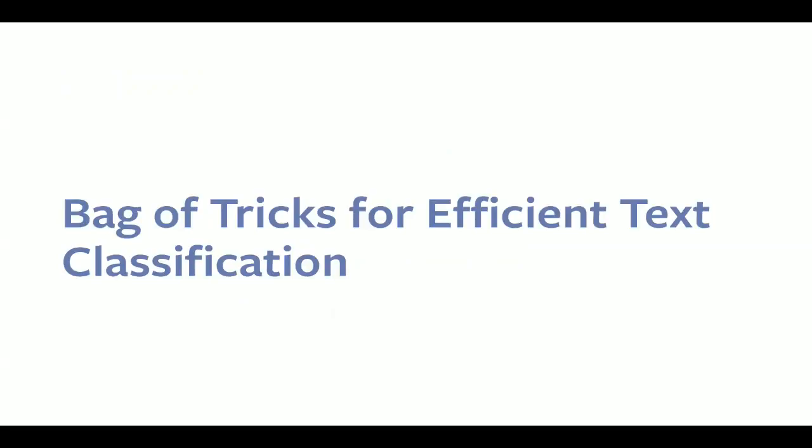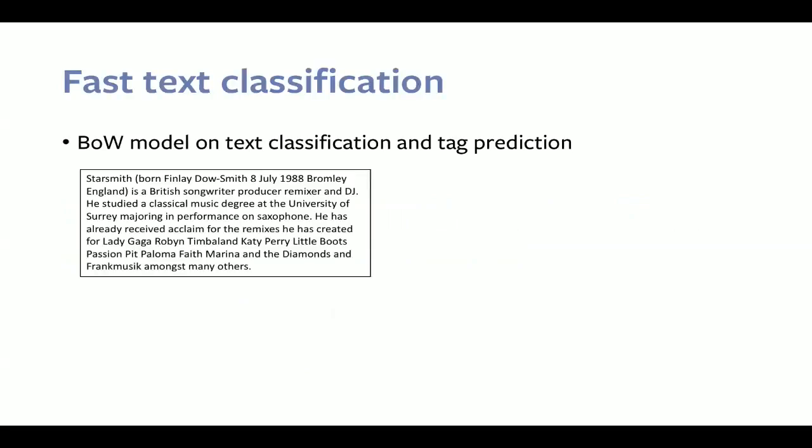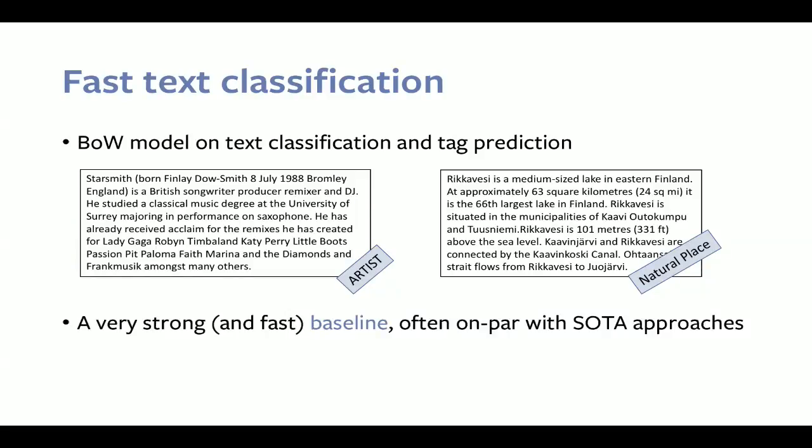So I'm going to talk about the first application, which is the bag of tricks for efficient classification. Given this block of text, you want to say that it's an artist. Given this text, you want to say that it's about a natural place. fastText in this context is a very strong and very fast baseline. So if you want to train a classifier for text very quickly and have decent results, fastText is exactly meant for that.